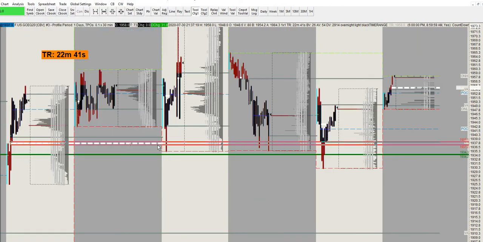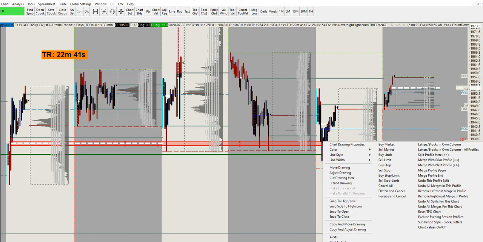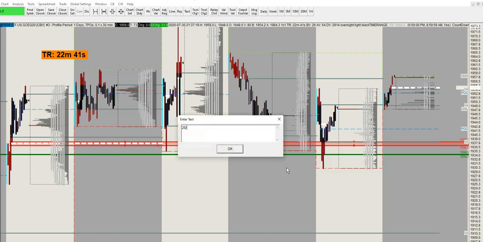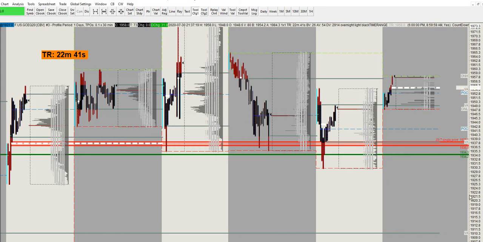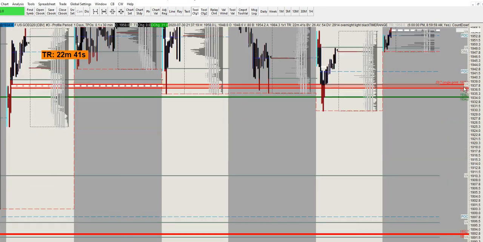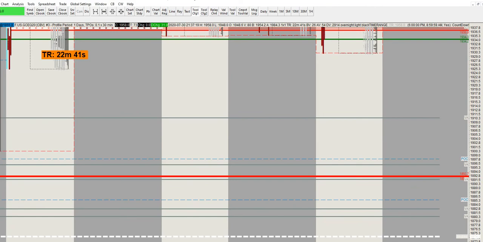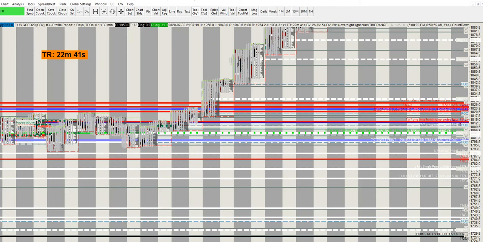I would say this area here, 1937 approximately, is going to be a very key area. This is from July 28th. If we can't hold this, there's a good chance that the market wants to rotate and come back to retest and repair all this structure, because there's a single print here at 1874. I would not be surprised if gold comes back all the way to that area.